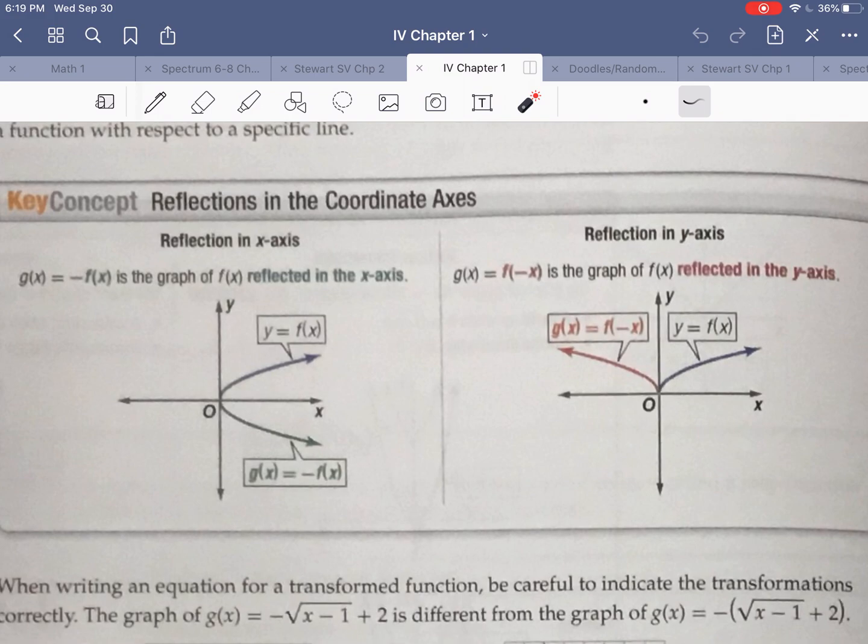Reflections. So you can get a reflection of your function across the x-axis just by putting a negative out in front of your whole function. And effectively that just flips it over here. And you can flip across the y-axis by putting a negative in front of your x over here. So instead of this, it gets reflected over here and goes this way instead.